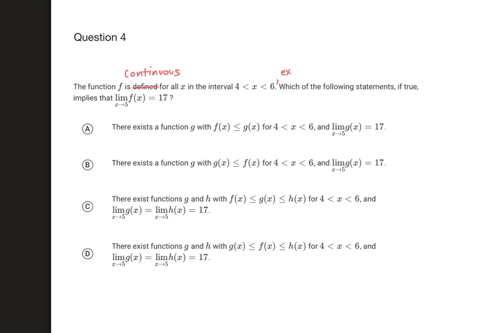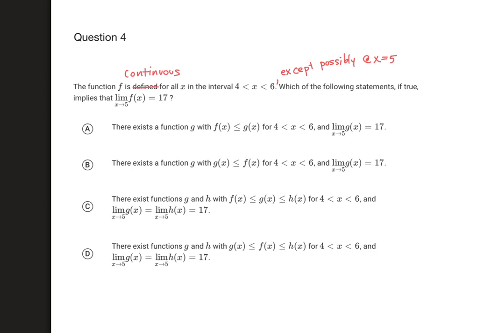And we should say, whoops, except possibly at x equals 5. All right, we'll see later on why we have to say that. Okay, so this is a mistake from College Board, but that's okay. Okay, so the function f is continuous for all x on the interval from 4 to 6, except maybe it might not be continuous at 5, but it won't matter. Okay, which of the following statements, if true, implies that the limit as x approaches 5 of f of x equals 17?